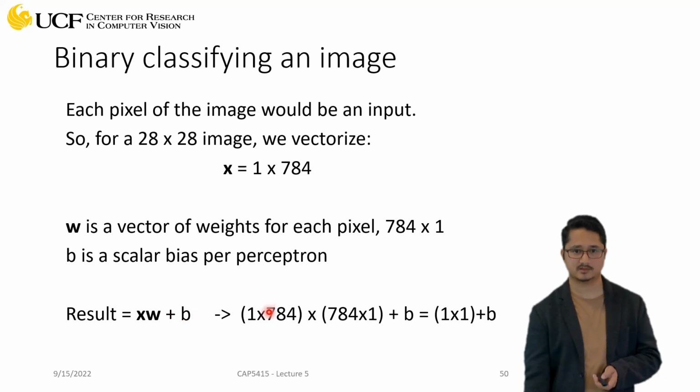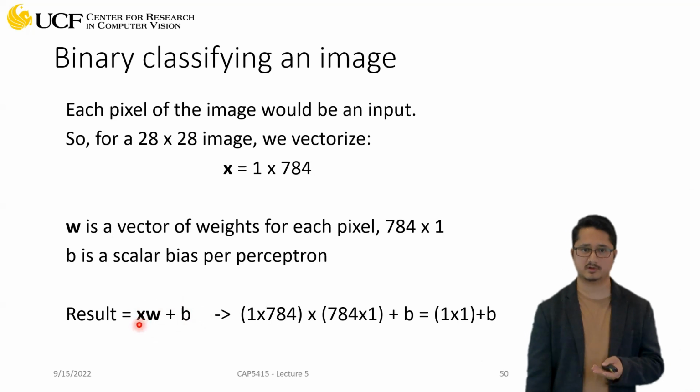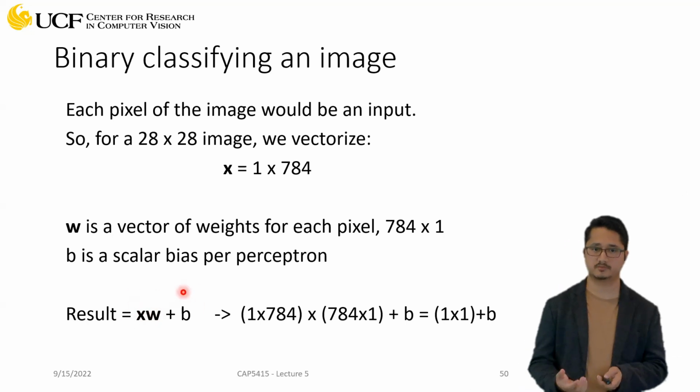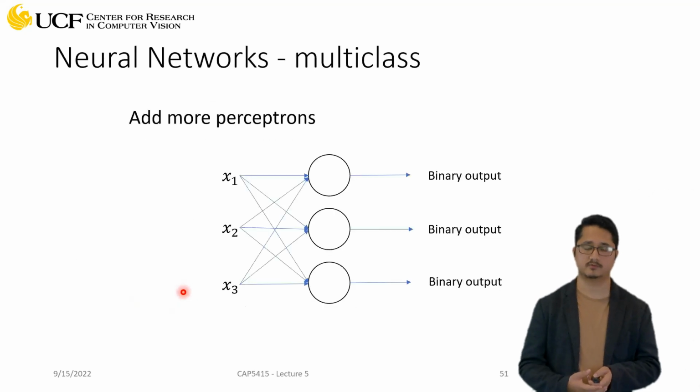If you do the math for the shape of this operation, given the dimension of X and the dimension of W, this gives you just one number, that is 1 cross 1, and we just add the bias. So essentially you can represent this perceptron using this simple equation. This is parametric because X could be of any dimension, and depending upon that, you will set the dimension of W. So this simple equation tells you how a simple perceptron works.